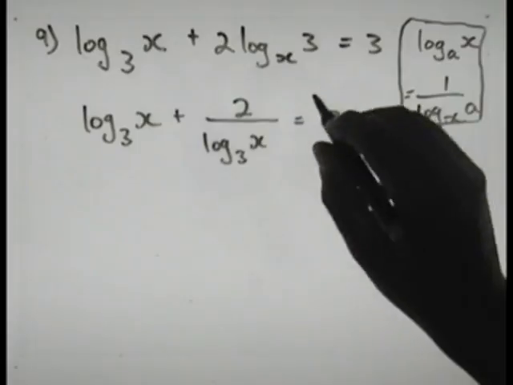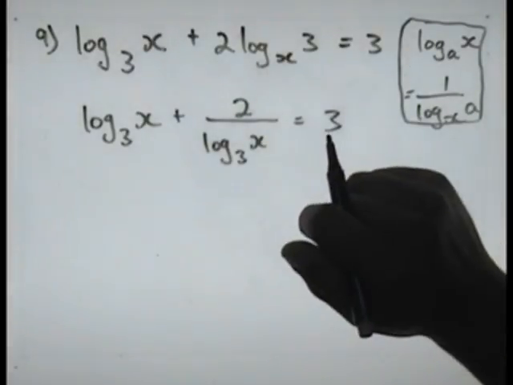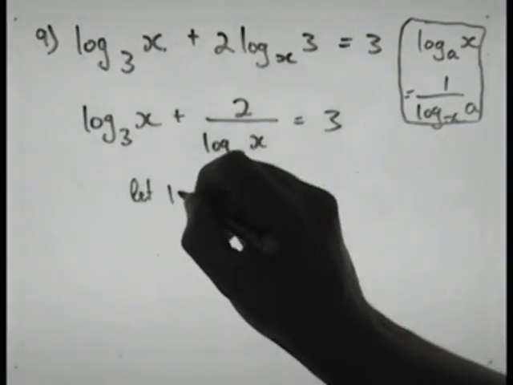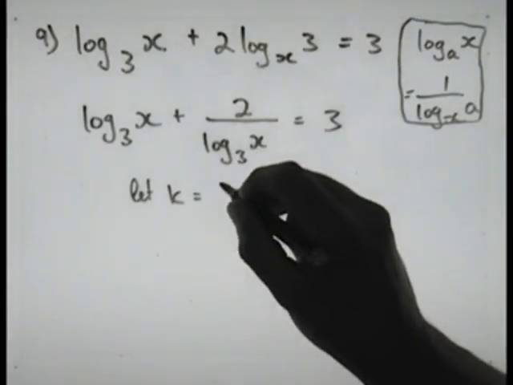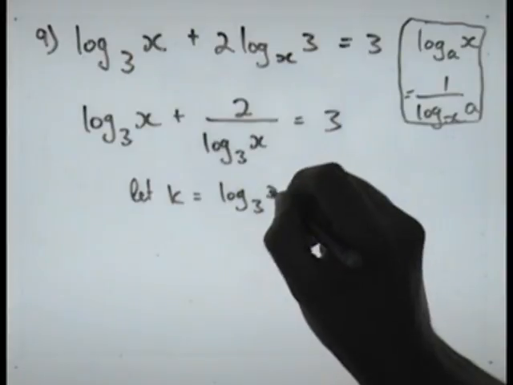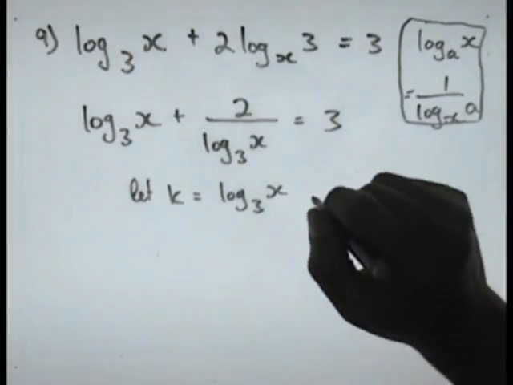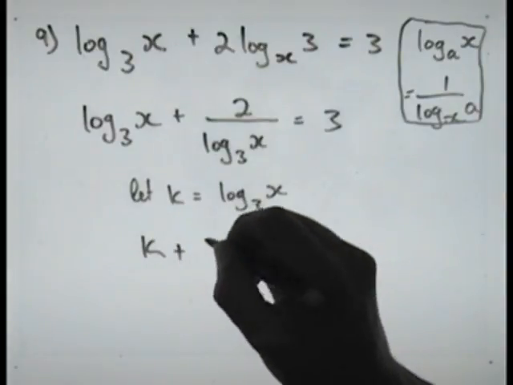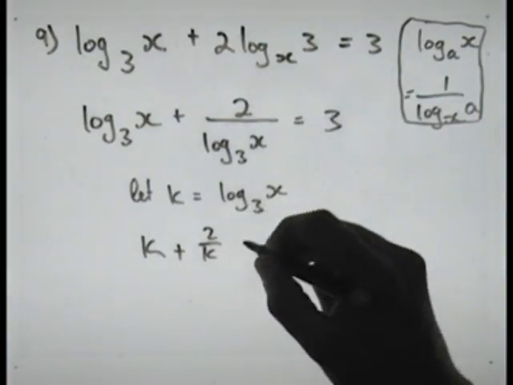Now I'm going to do a thing called the k method. All it's saying is let k equal log base 3 of x, because it's common in all of them. That means that k plus 2 over k.